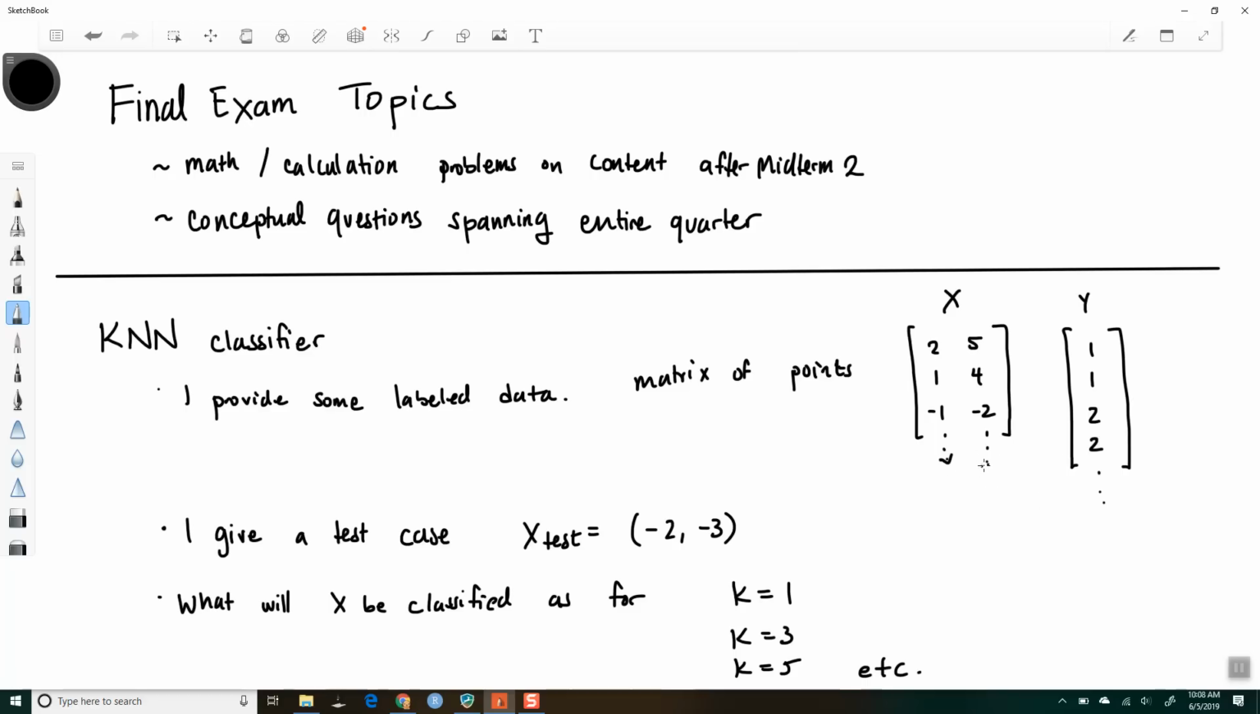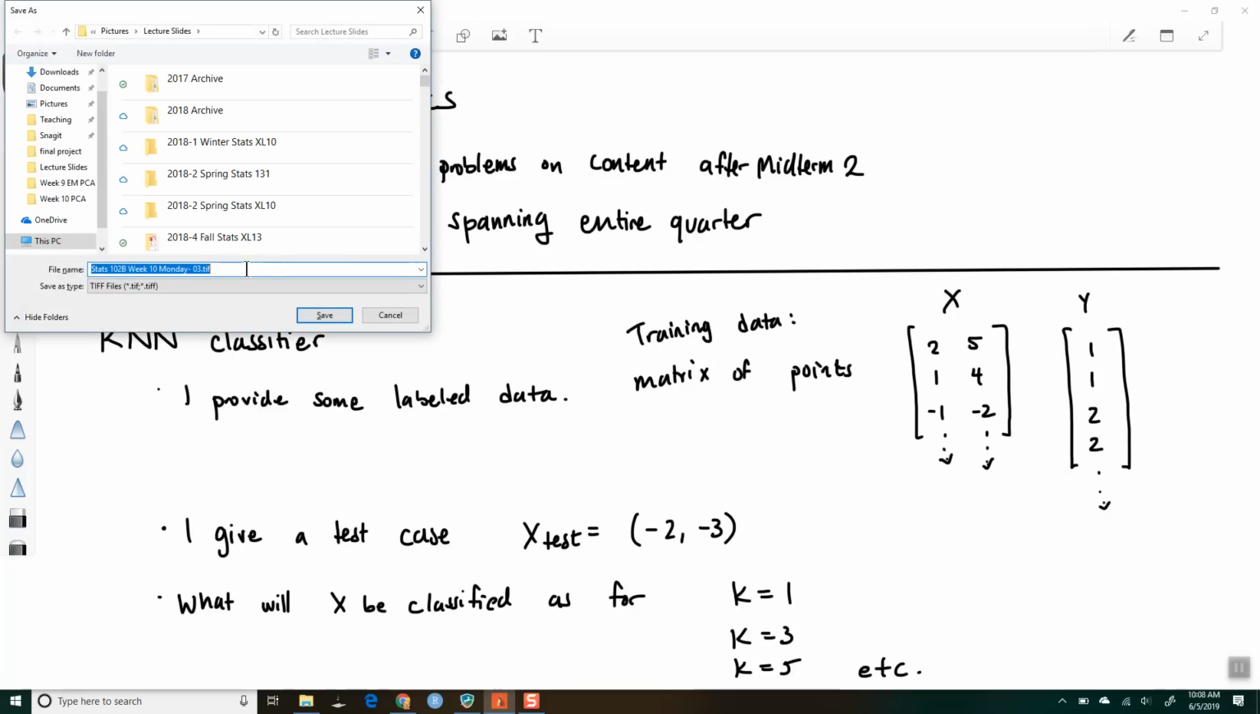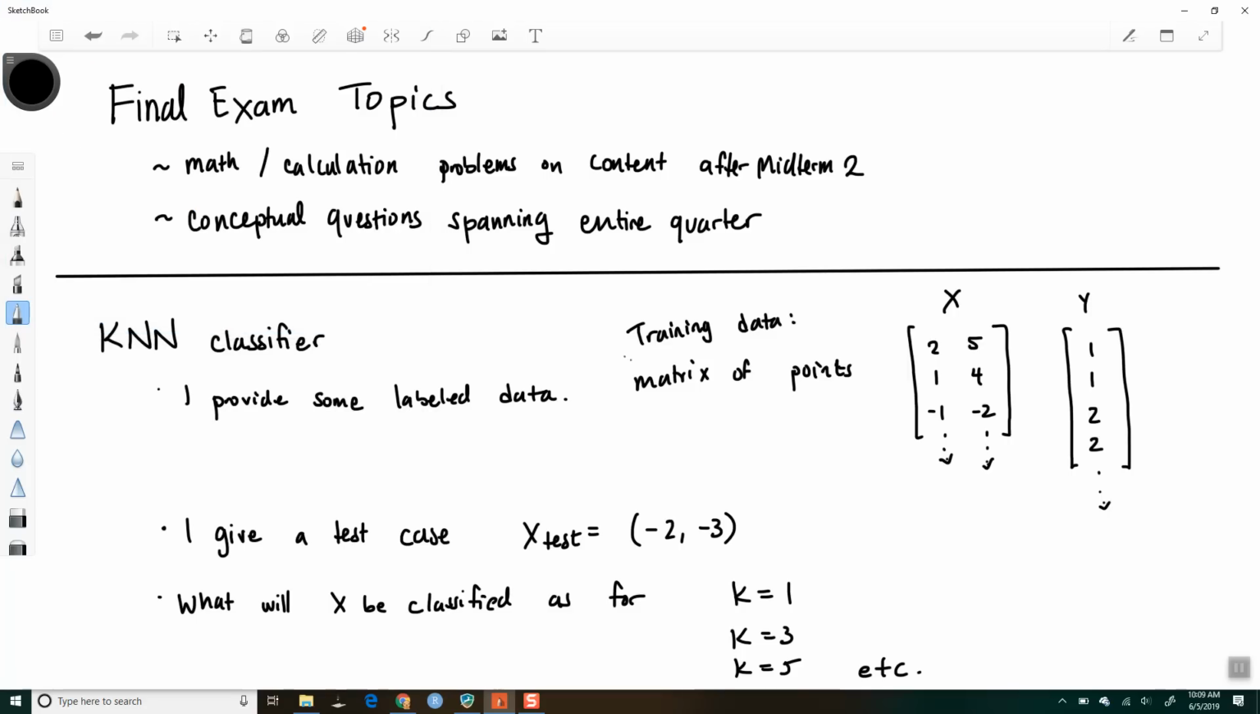Okay. Does that make sense? So I just give you some training data, and then you classify your test case. All right. I imagine you can write practice problems for this easily. This one, not too hard, right? Okay.